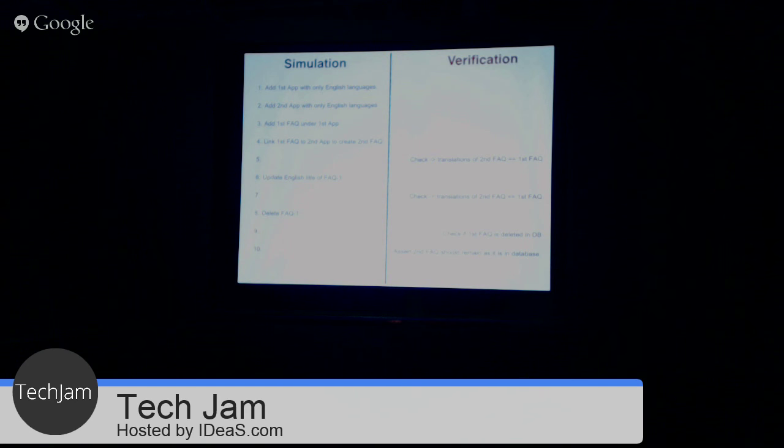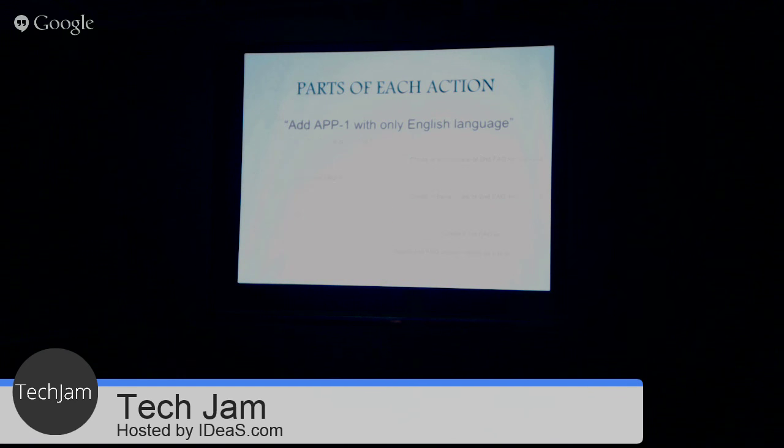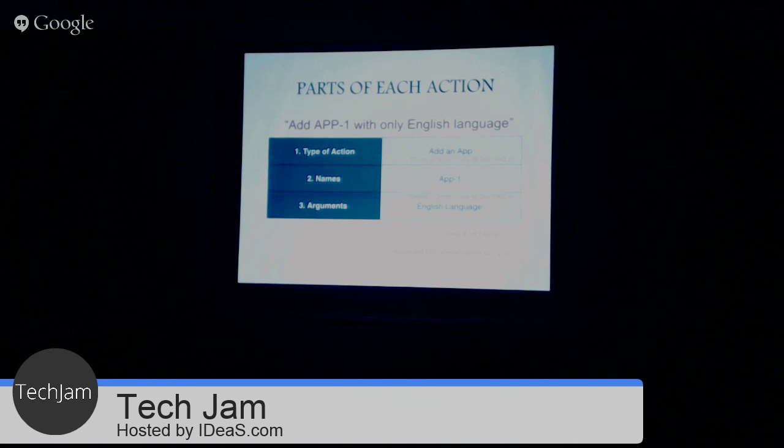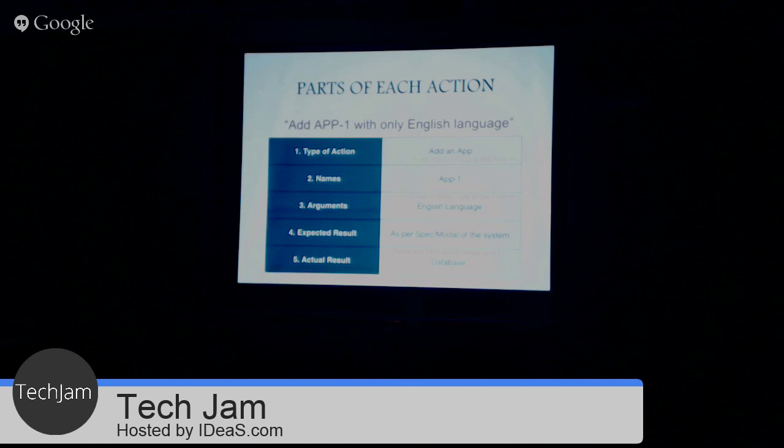Generally that's what we do. We state things: do this, check this, do this, check this. But they can be separate. So what are the parts of each action that we are taking? Let's take this action as an example: add app 1 with only English language. There is a type of action that I'm doing, which is adding an app. There is a name which I'm referring to, app 1. There is an argument to this action, English language. And then there is the expected result as per whatever is specified by the product manager, the model of the system, or even my own understanding. And then there is what is actually there in the database. There are 5 parts to that one action.